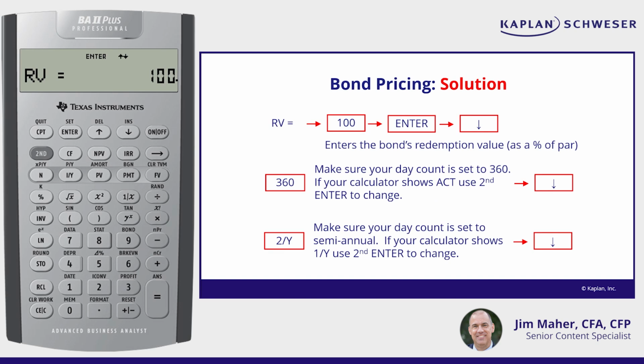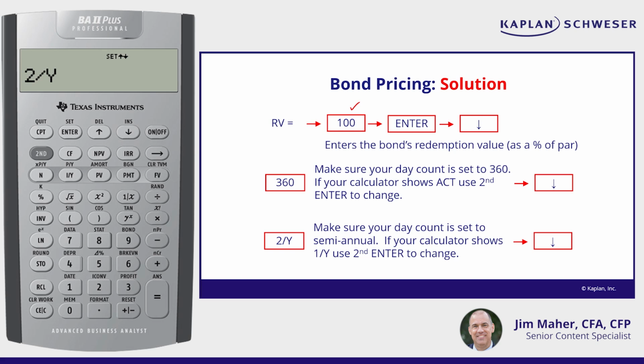So now let's take a look at this here. We're going to have our redemption value as a percent of par, and our redemption value is 100% of par. I'm so used to saying $1,000. Make sure your day count is set to 360. So if your calculator shows ACT, use second, enter to change. So let's go down here and press our down, and then we see ACT. Let's go second, enter. Hey, there's our 360. Perfect.